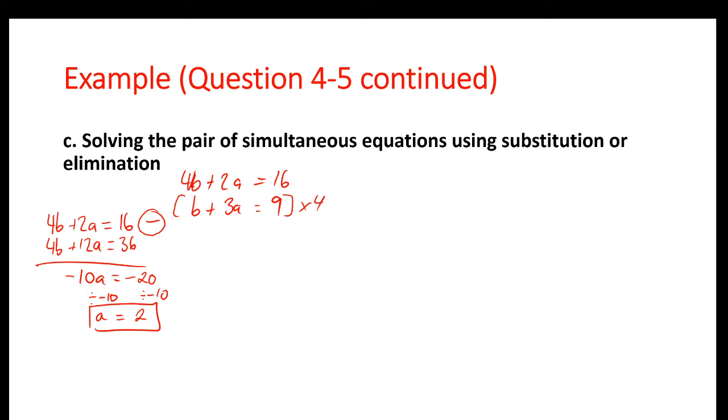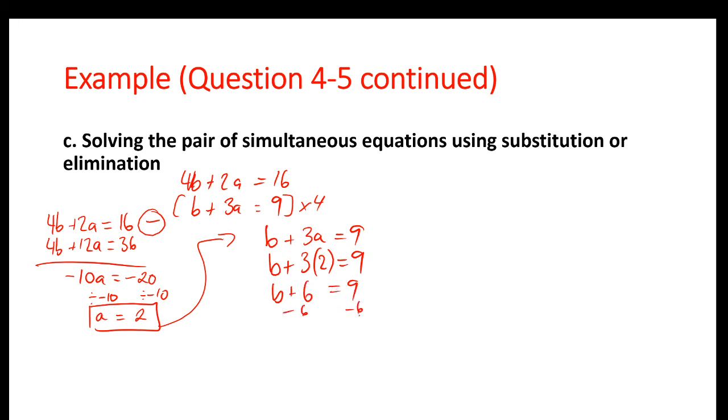Okay. Now that I know that, I can substitute into either one of my equations to get the value for my bananas. So I'm going to use the second one. b plus 3a is equal to 9. So I know that a is equal to 2, so I can substitute that in. So b plus 3 lots of 2 is equal to 9. Well, that's the same as b plus 6 is equal to 9. If I subtract 6 from both sides, I get b is equal to 3. Just like that.